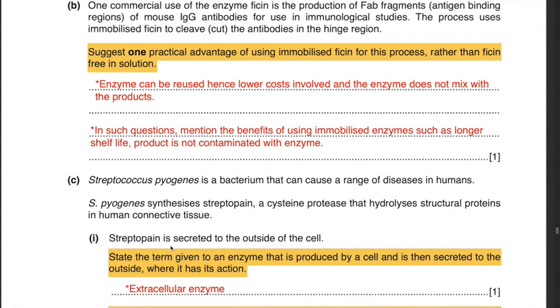The key part of this question is to suggest advantages of using immobilized ficin, and we have to write the advantages of using immobilized enzymes which are given in your textbook. So you could say the enzyme can be reused if it is immobilized, hence lower costs are involved, and the enzyme does not mix with the products, therefore no contamination. In such questions, mention the benefits of using immobilized enzymes, such as longer shelf life, and the product is not contaminated with enzyme. Writing any of these advantages would earn you 1 mark.